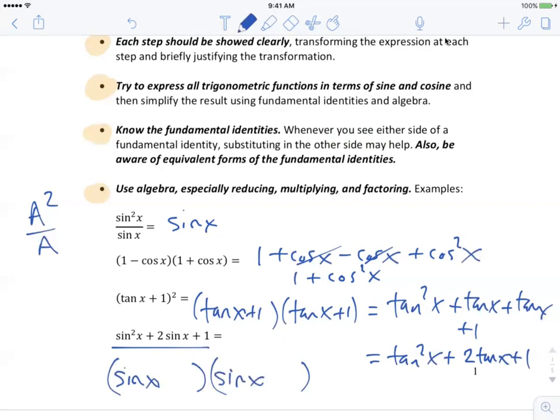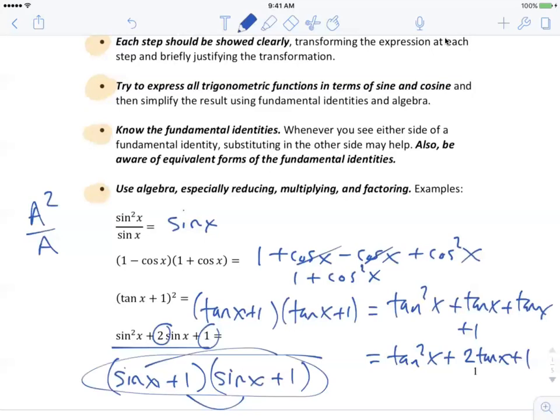The last would have to be a 1, right? Because 1 times 1 will give you that 1 back. And then just verify that you'd get that 2 in the middle. That's from the outsides and the insides combined, right? So the outside is sine x, the inside is sine x, sine plus sine is 2 sine. All right, so that's kind of a reverse FOIL.